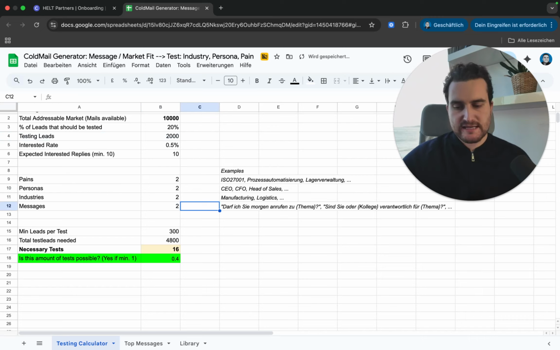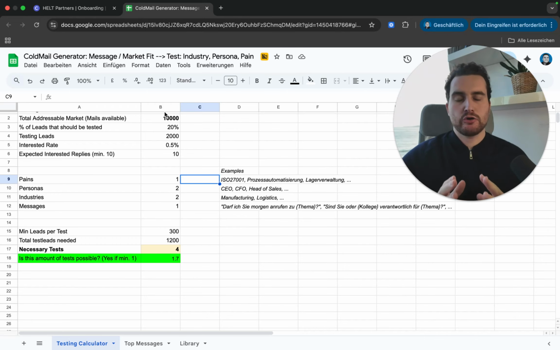This is the way how you can always ensure that you run relevant tests and that you don't run out of leads while doing all the A/B testing. Because it doesn't bring you any value if you tested everything, but then you're not able to scale based on the insights that you generated from these tests. So always ensure that the amount of leads that are necessary for your tests are less than the amount of leads that you've put aside for testing.